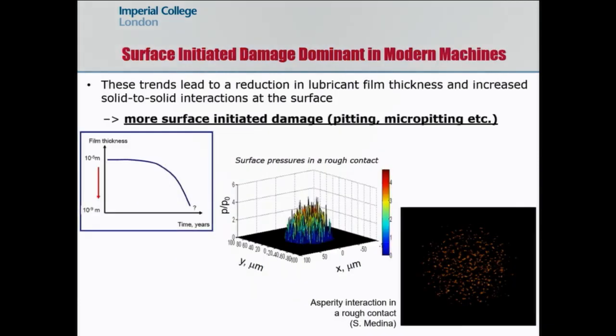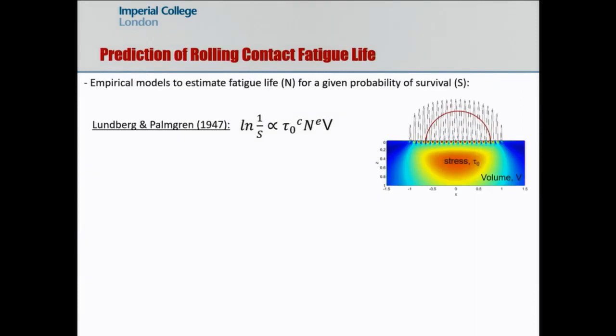Both of those trends mean that our lubricating films, which we rely on for protecting the surfaces when they rub against each other, are dropping significantly in time. That means more metal-to-metal contact, and that means, I won't play the video, but you can't see it very well from up there, that asperity interaction is becoming a major contributor to failure modes of surface-initiated fatigue.